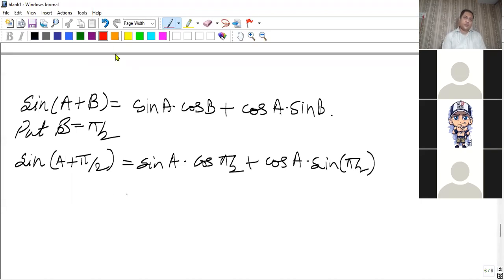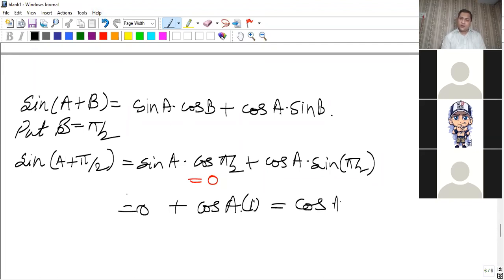So what is the value of cos pi by 2? 0. So what will remain here? This is 0 plus cos A into the value of sine pi by 2, which is 1. So what did we get here? Cos A. So that means whenever I have any term cos A, I can always write it as sine of A plus pi by 2. Is that okay?